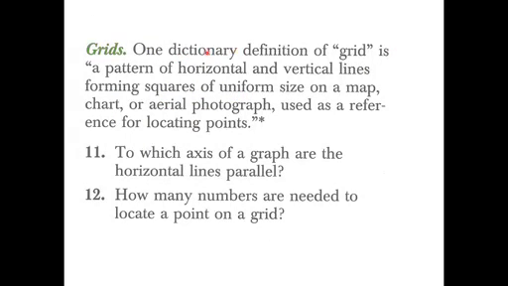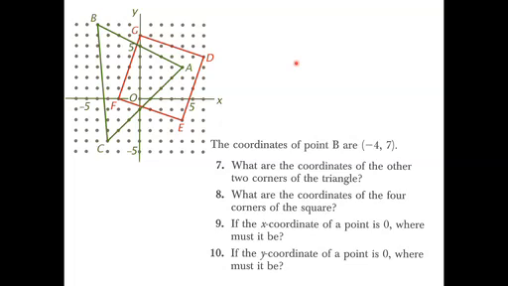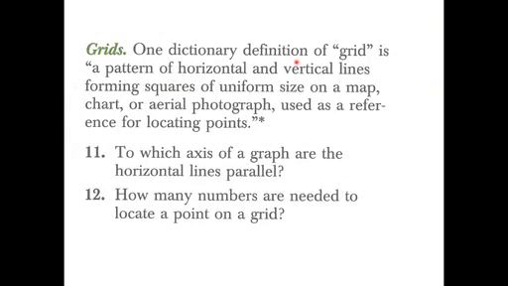In the dictionary, the word grid is a pattern of horizontal and vertical lines, forming squares of uniform size on a map, chart, or aerial photograph, or a geoboard like that. That's a grid, used for referencing and locating points. So now a couple of questions about that. Which axis would be the horizontal and which one the vertical? How many numbers do you need to locate a point on a grid?